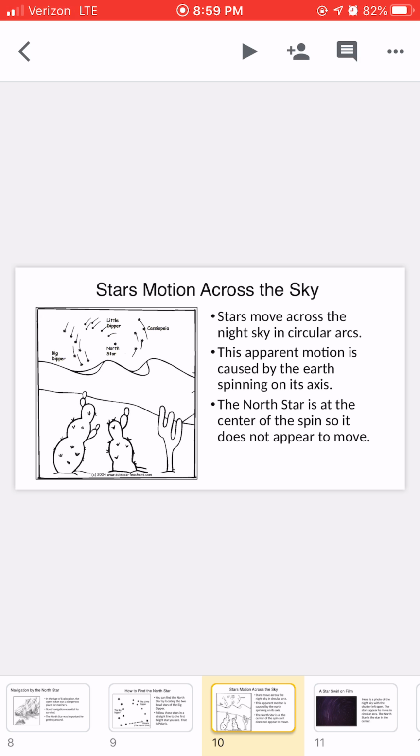So, stars' motion across the sky. Stars move across the night sky in circular arcs. This apparent motion is caused by the Earth spinning on its axis. The North Star is at the center of the spin, so it does not appear to move.